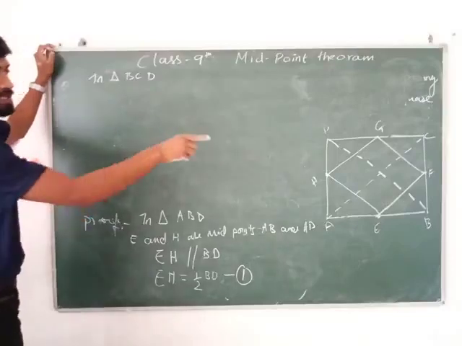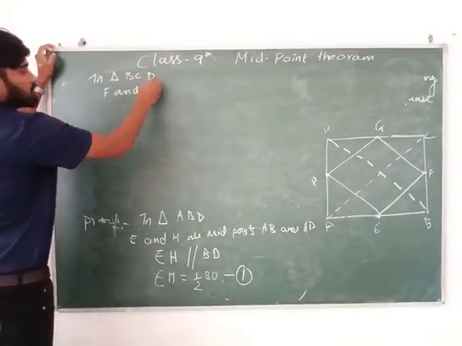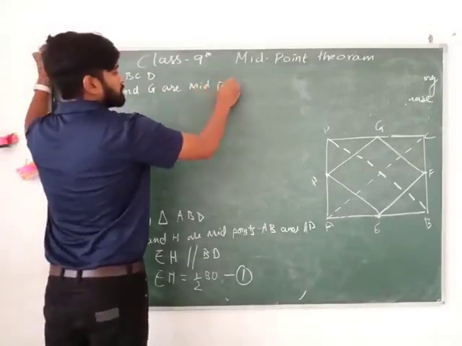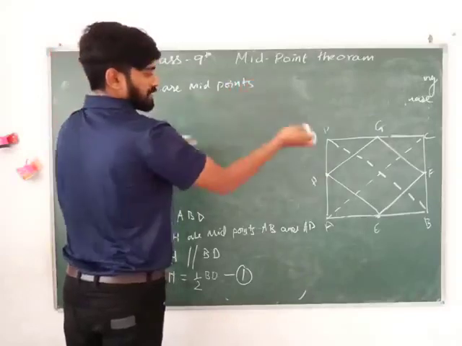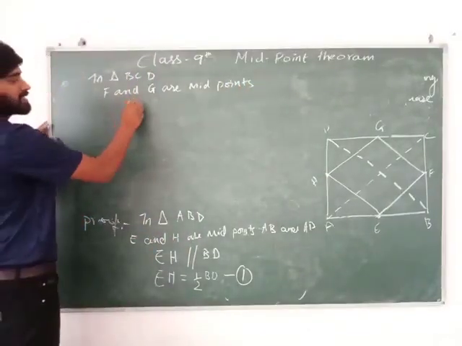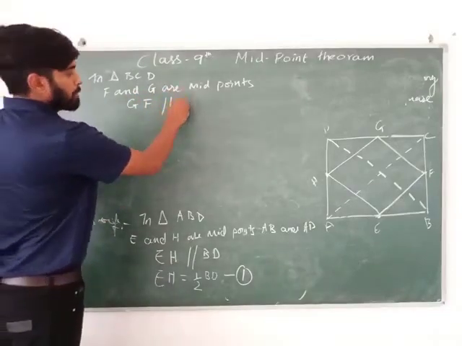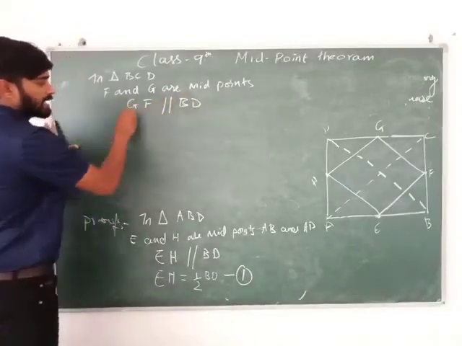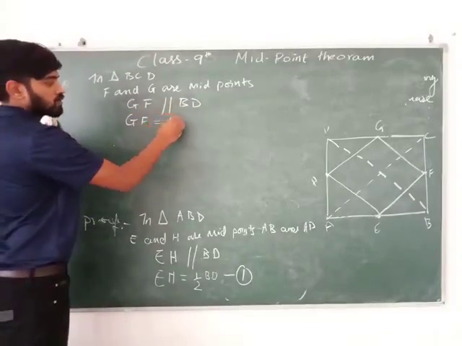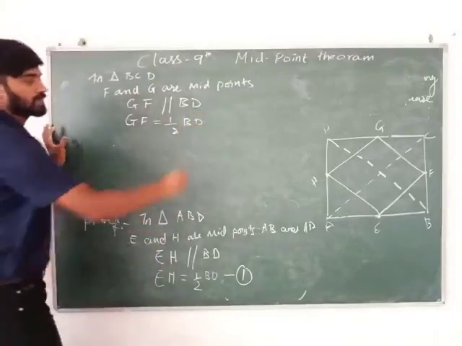Okay, so I can say F and G are midpoints. It was given that they are the midpoints. So what can I write out of this? I can write GF is parallel to BD and GF is equal to half of BD. This is equation 2.